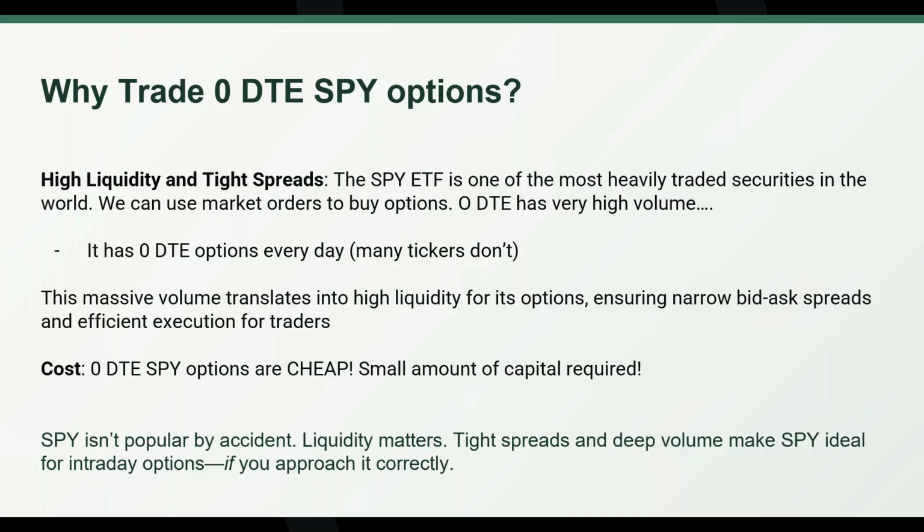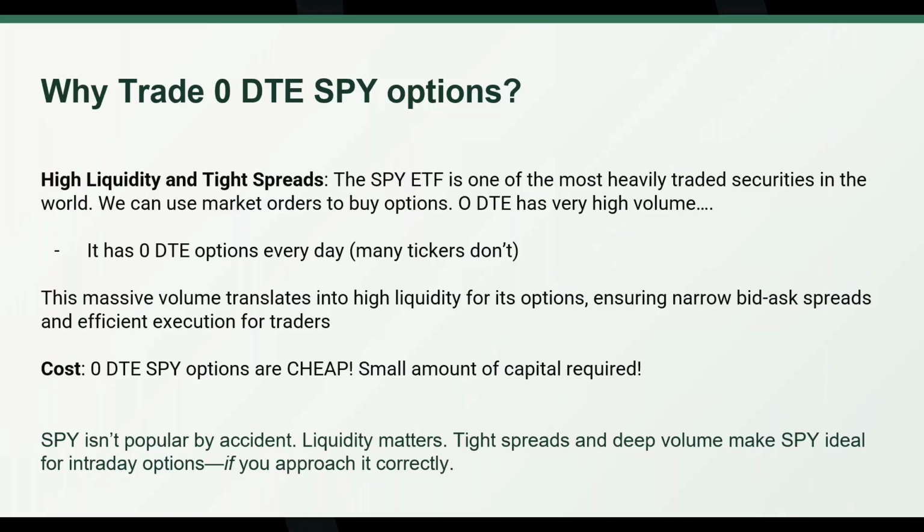So the big question is, why just trade zero DTE SPY options, so that it's so popular? It's not popular by accident. There's so much volume on SPY zero DTE that you get these very, very tight spreads and high liquidity, which makes it so much easier to trade than just trying to find some random ticker that might have 0 DTE for that day. The spreads on those individual tickers can be horrendous, and the volume on SPY is really what makes it super attractive. So some of the highest volume out there, you can use market orders to buy options, which is a huge advantage if you're doing some quick day trades.